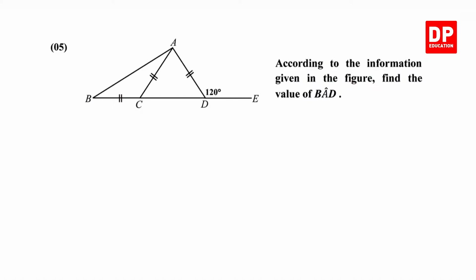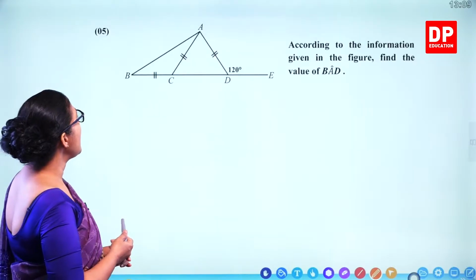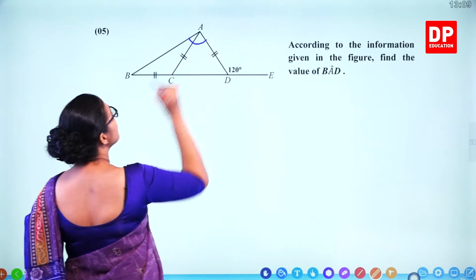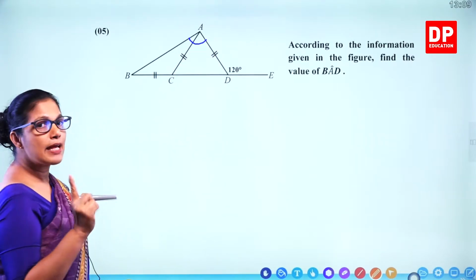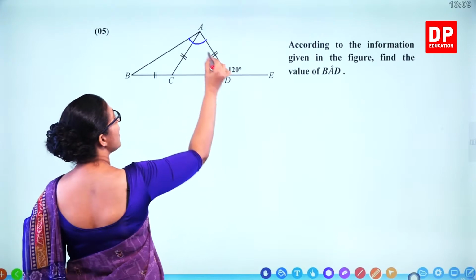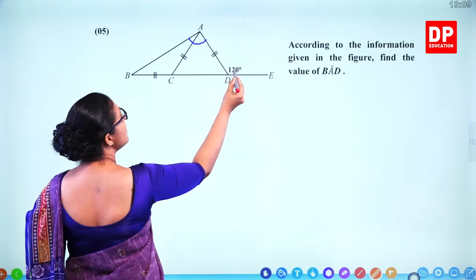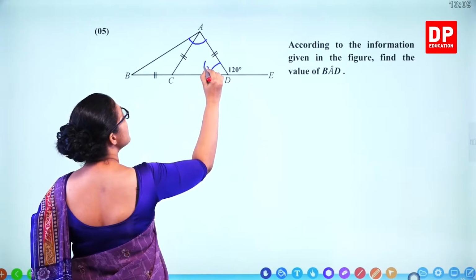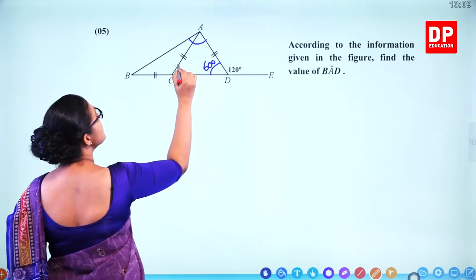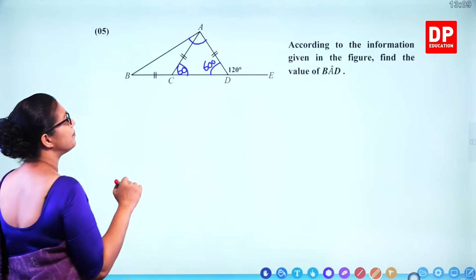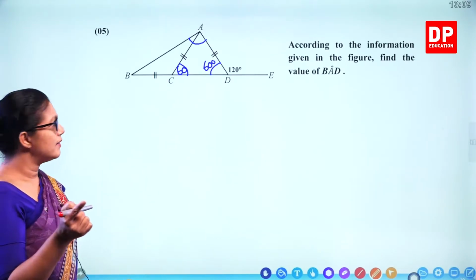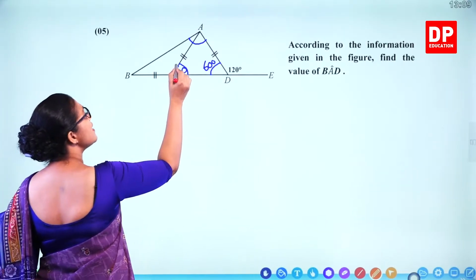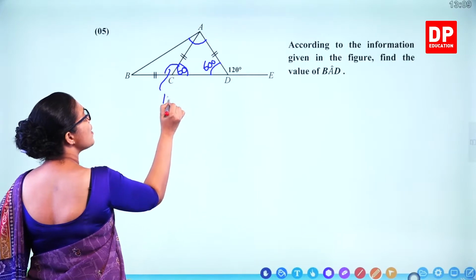Question number 5. According to the information given in the figure, find the value of BAD. This angle you have to find. So you can easily find now. Can you see these two lengths are equal? This is 120, means this is 180 minus 120, that's 60. If this is 60, this is also 60. Isosceles triangle. If this is 60, this becomes 120.